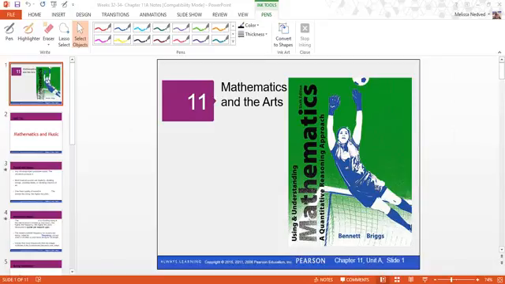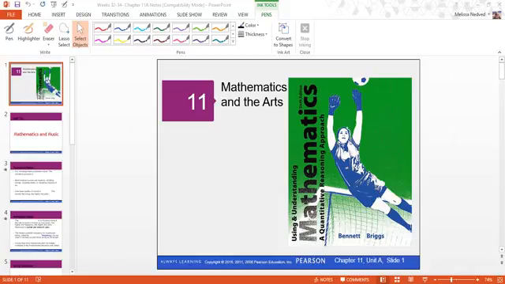All right, let's take a look at chapter 11, and that's all about mathematics and the arts. So it's a very atypical way of looking at math, and it's probably things you've never studied before, at least in a math class. The whole point is to try to show you that we do use math outside of what you typically see math being used as.